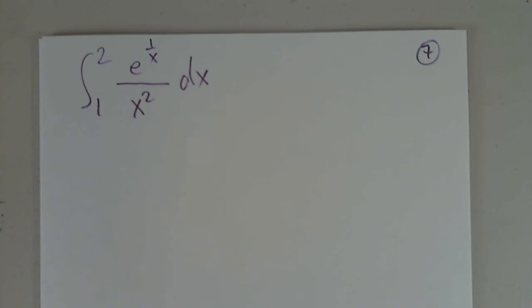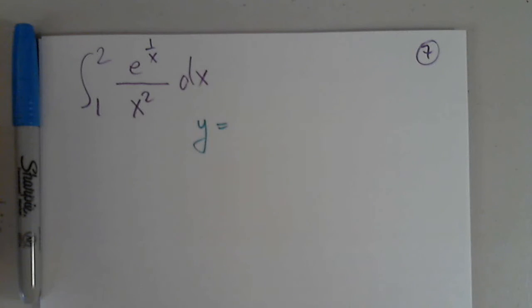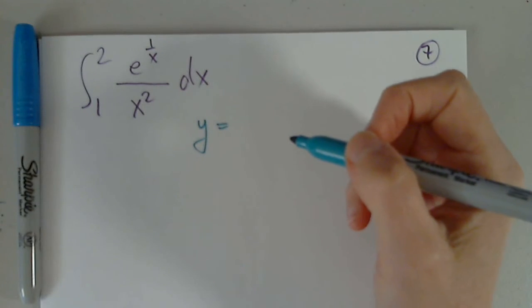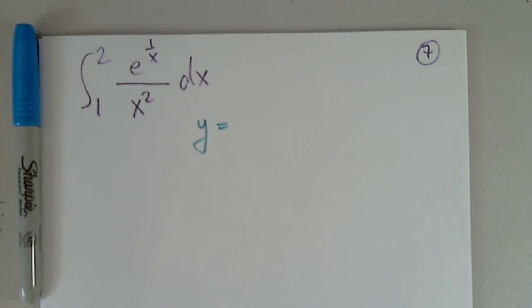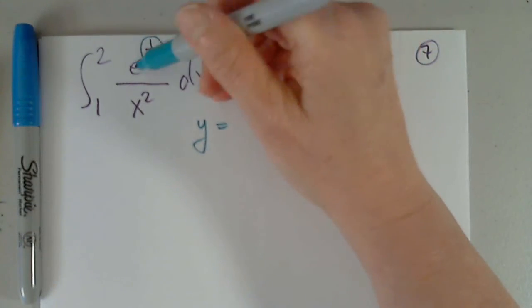Anyone would like to give it a shot at a substitution? Anyone? What bothers you? I know this is not a scientific way of finding the substitution, but it's a memorable way. This is what bothers me: this function inside e to the x.